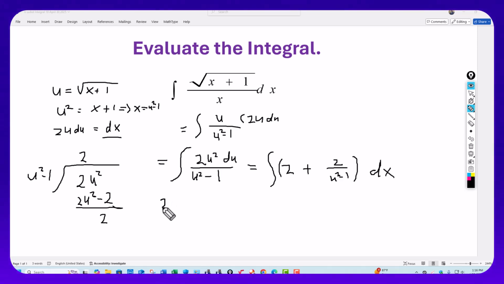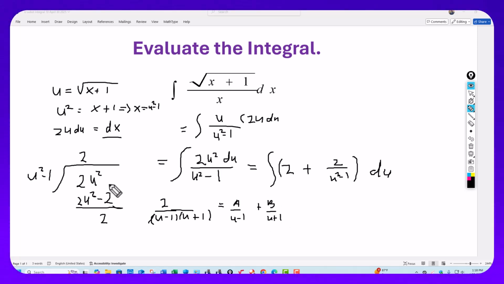Then you can set this up as partial fractions here. The 2, no problem. Integrate that, and actually this is a du here, so 2 integrated with respect to u, of course, will be 2u. And then for this part right here, the integral of 2 over u minus 1 times u plus 1 will equal, by partial fraction decomposition with linear factors, a constant A over u minus 1, and another linear factor u plus 1, so this will be B over u plus 1.